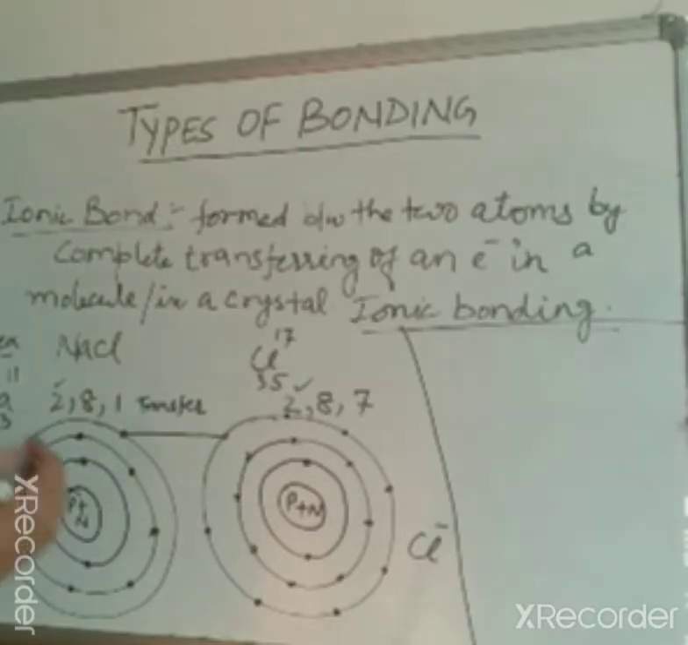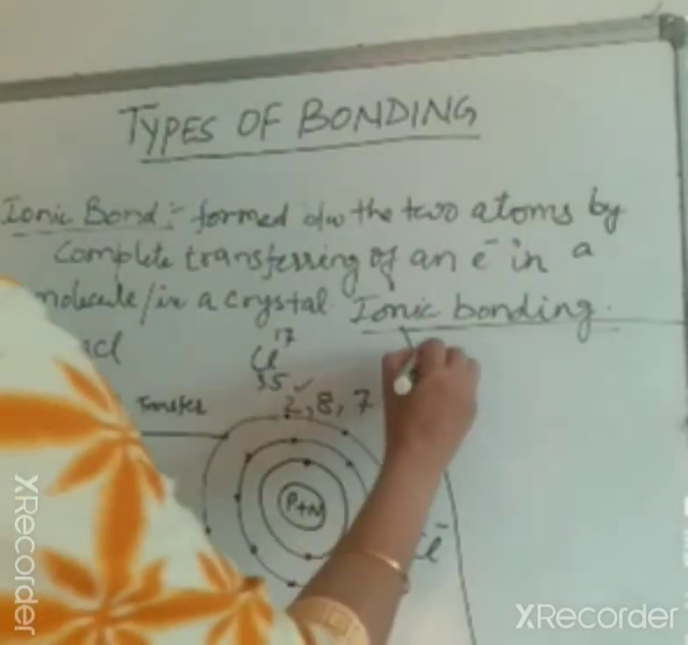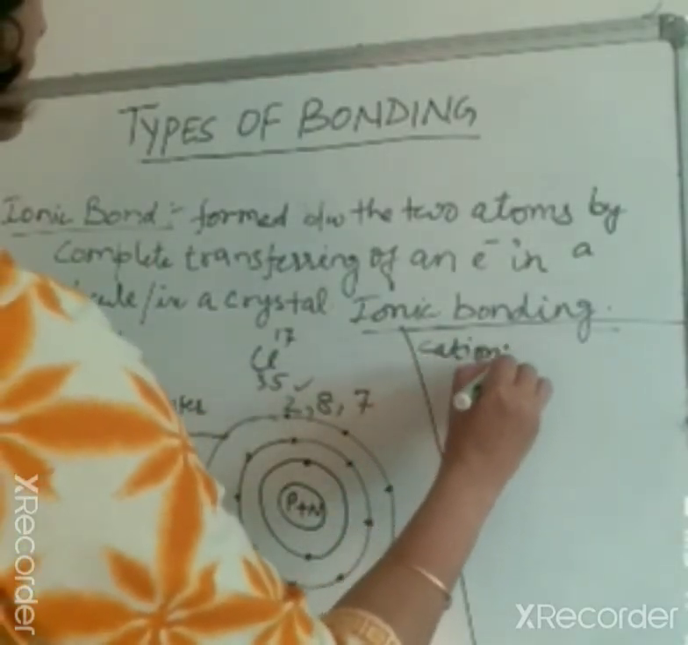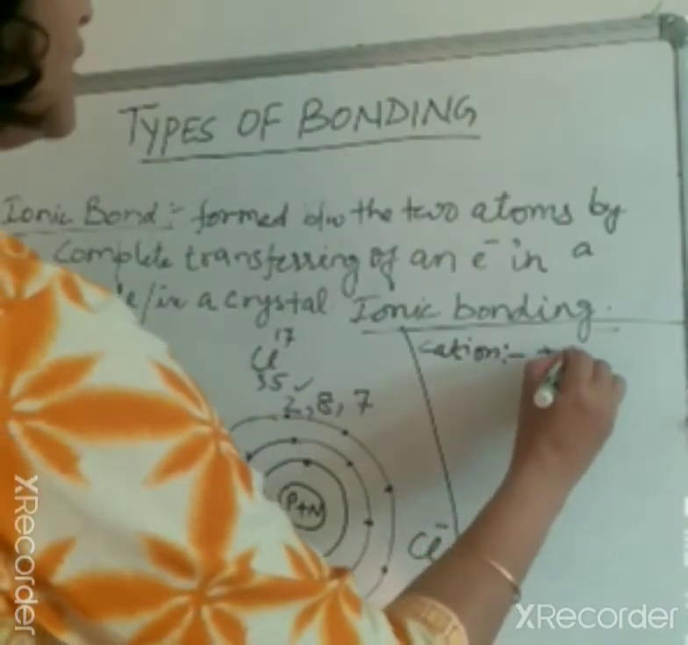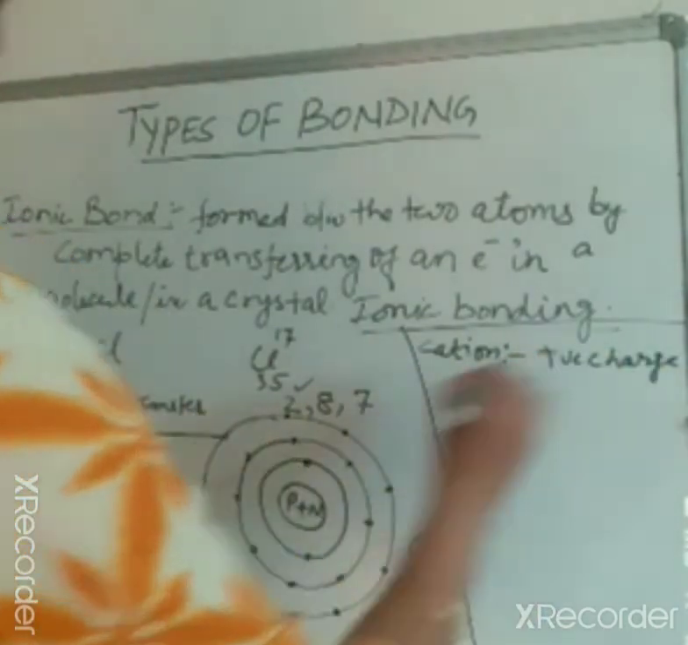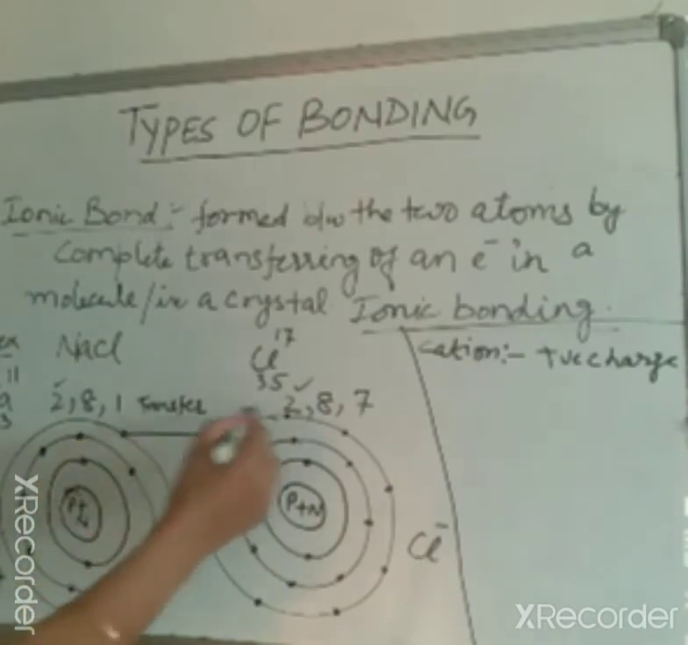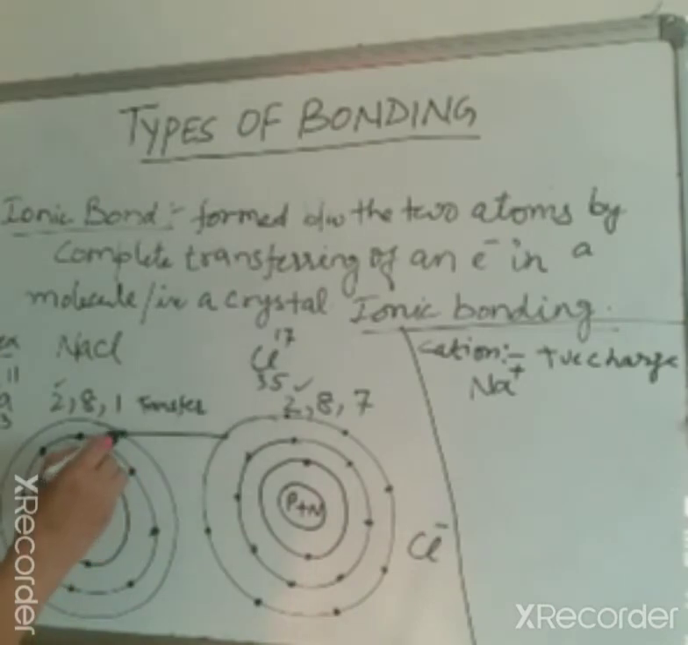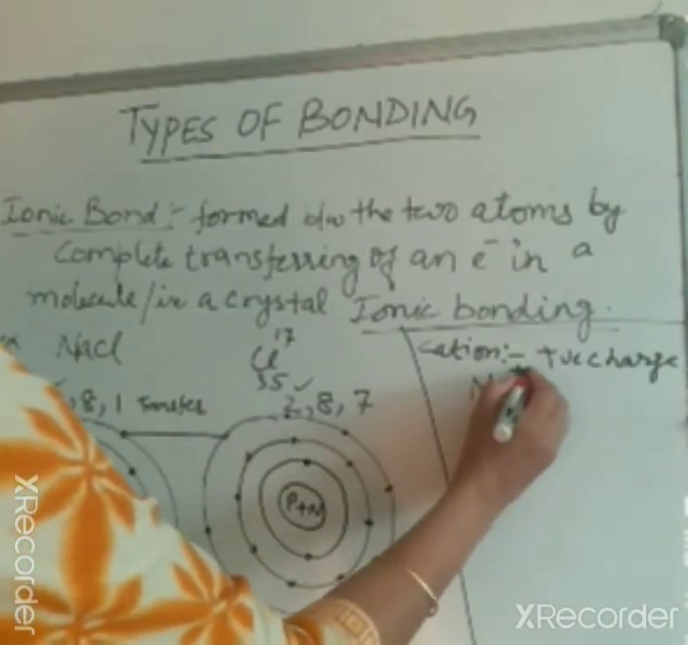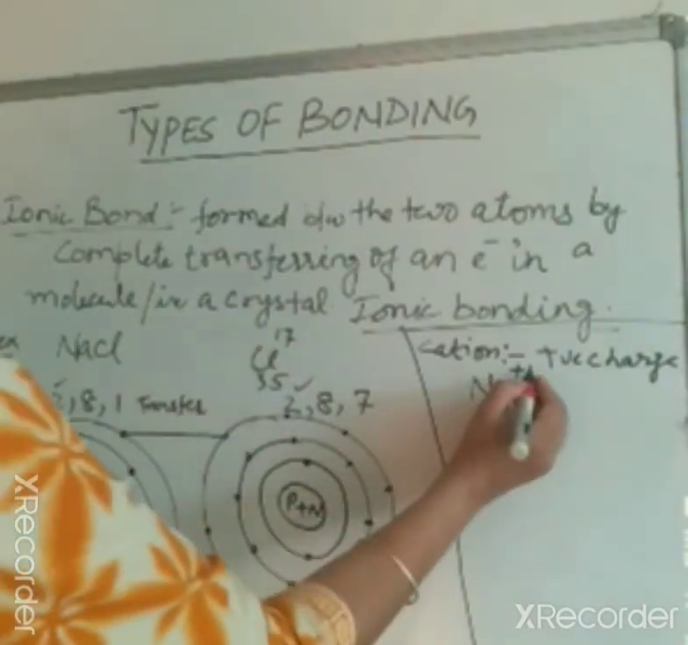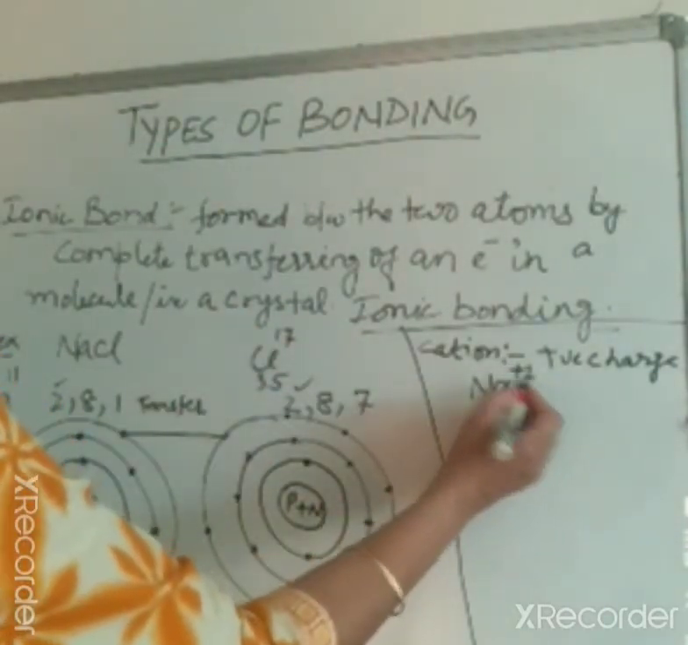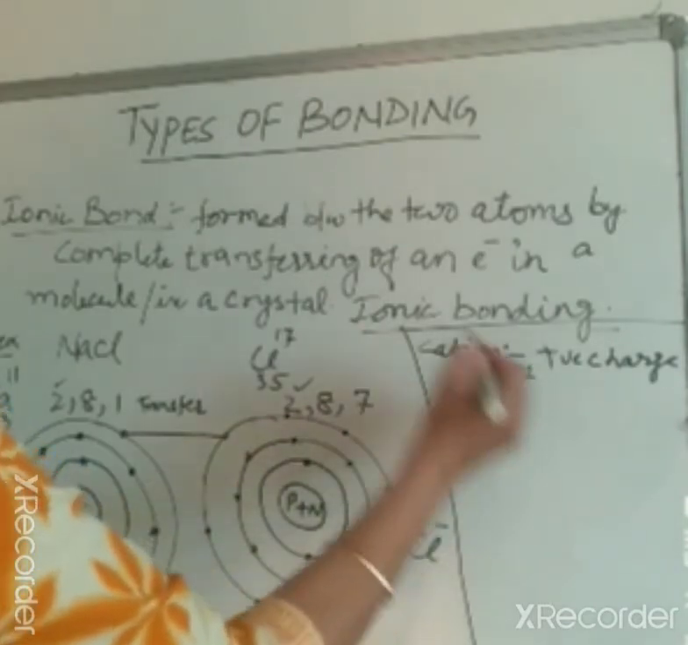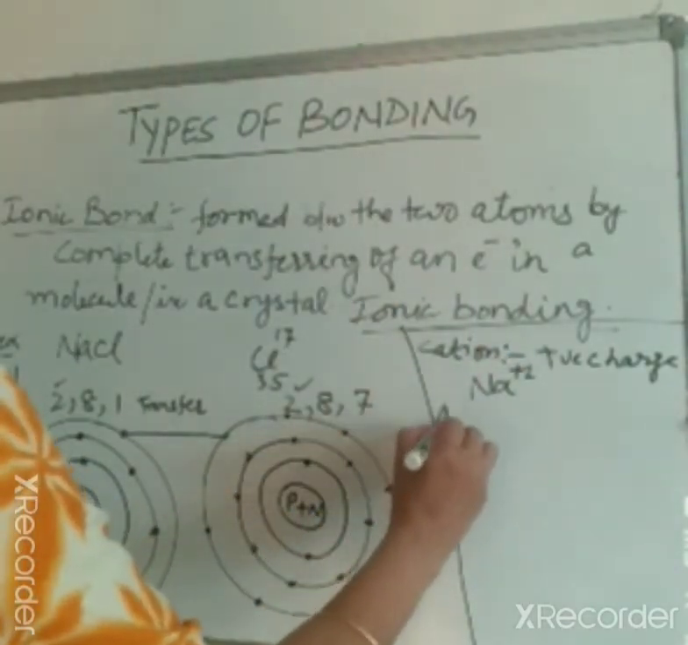When an atom gives or loses its electron to another atom, it becomes a cation with a positive charge. So in this example, sodium gives its one electron to chlorine, so it becomes sodium plus. Here it gives only one electron, so it is plus one only. If it gives 2 electrons, you can write plus 2, or if it gives 3 electrons, you can write plus 3 like this. And an ion.